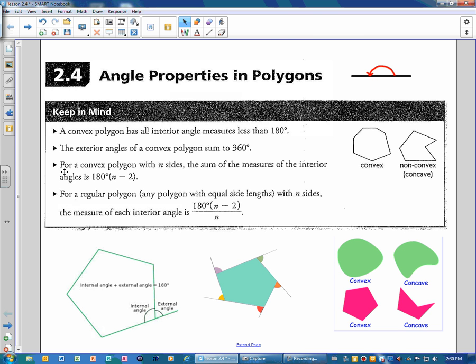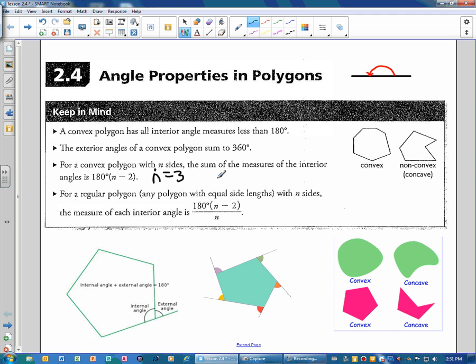And then it says third thing, for a convex polygon with n sides, the sum of the measures of the interior angles is 180 degrees times n minus 2, where n is the number of sides. And so remember triangles, for example, have the internal angles measuring to 180 degrees. Well, triangles will have 3 sides, so in a triangle, the n would be 3. So if we substituted here, we'd have 3 minus 2 is 1. So a 3-sided shape would have a 180 degree interior angle sum.